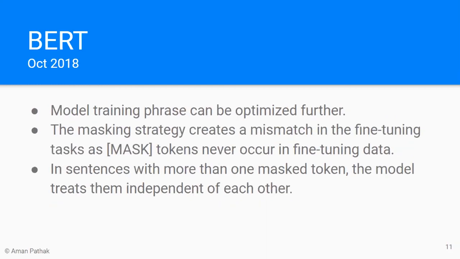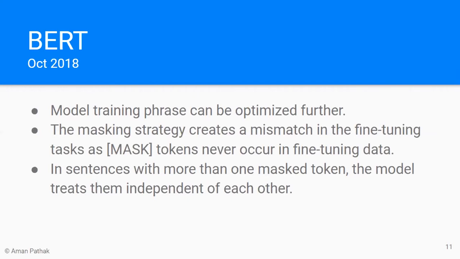My inference about BERT is that the model's training phase can be optimized a bit further, because the masking strategy used by BERT uses a mask token to indicate to the model that, hey, here is the mask token, and you need to figure it out. But in the real world, when coming to the fine-tuning stage, and when we are providing BERT with our data, we rarely find this mask token.